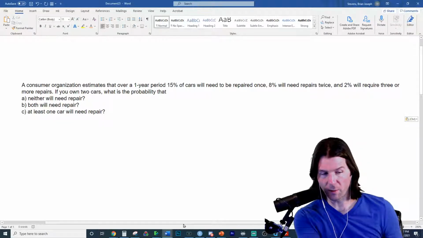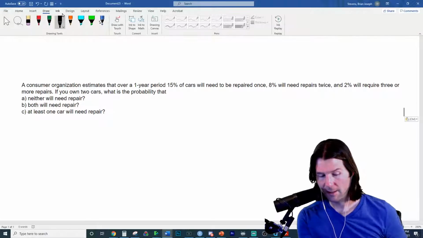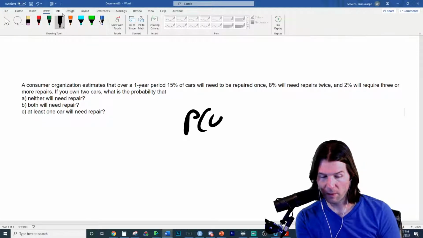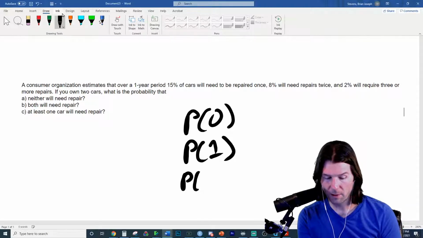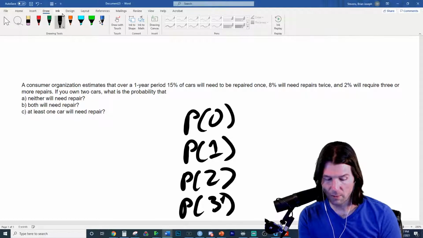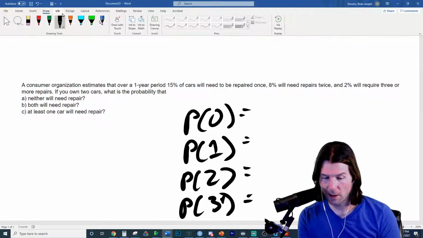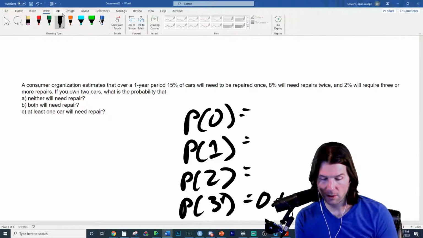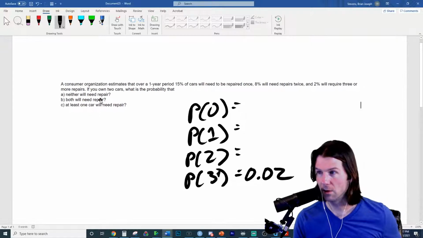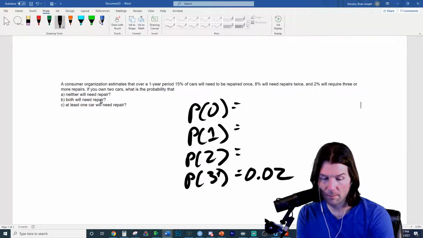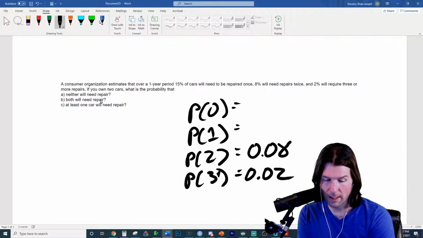So let's go ahead and write down these probabilities right here. First, a car's probability of being repaired 0 times, probability of being repaired 1 time, probability of being repaired 2 times, or probability of being repaired 3 or more times. That's 3 plus. And these probabilities are equal to, and we actually need to use the complement rule right here, 0.02. I am blocking that. 0.02 and 0.08.